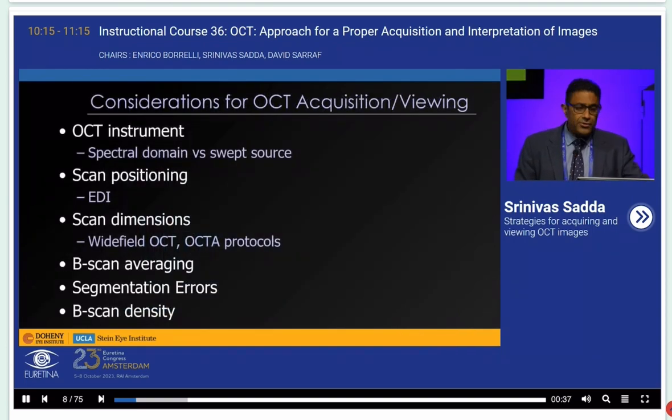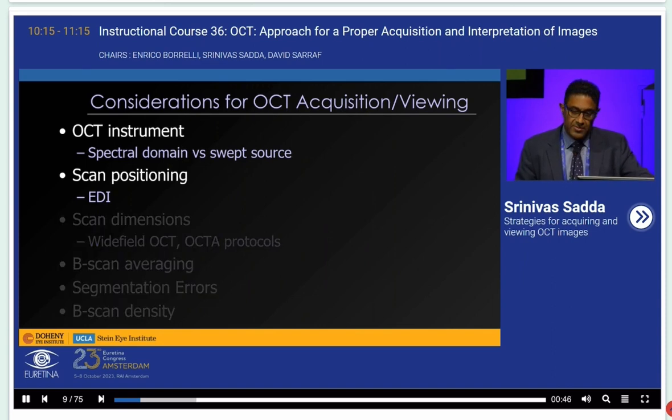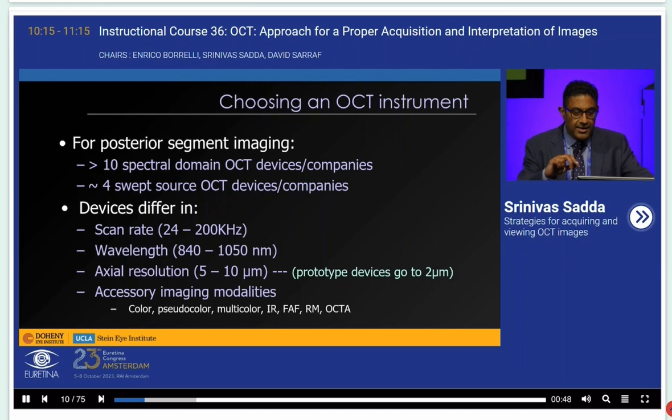There are a number of different considerations that are relevant to OCT acquisition and viewing, and I'm going to try to tackle these quite rapidly, but cover some of the key areas. Let me start first with OCT instrumentation and scan positioning. We have a lot of choices.